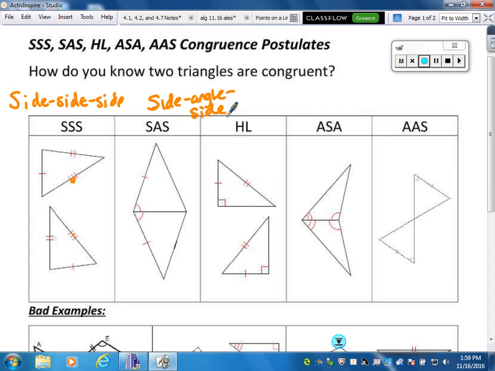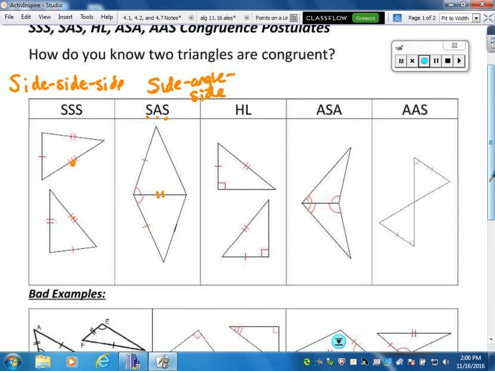So look what happens on this one. We know a side's congruent, then it's followed by an angle, and then this is shared by both triangles, so it must be the same for both. So we'll put a congruence mark there. So we have side, angle, side. Notice that matches up down here too. Side, angle, side. So that one angle is in between two sides, just like the A is in between two sides right here.